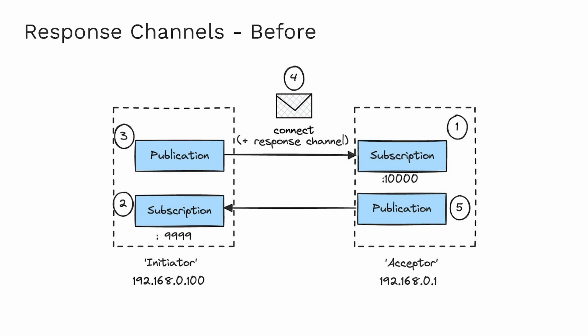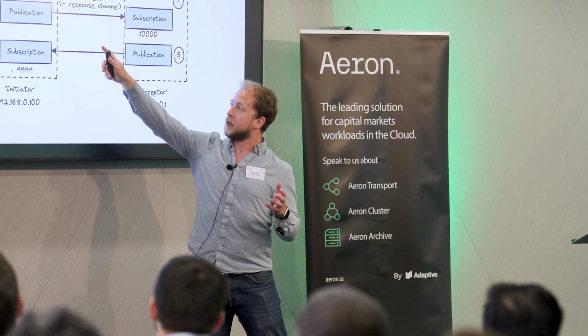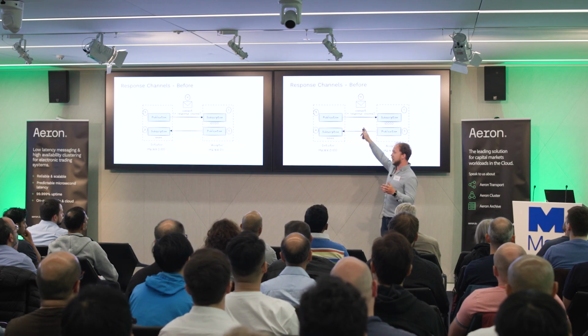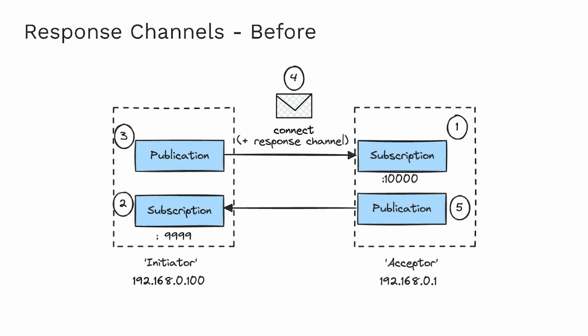The client comes along, wants to connect, and creates a subscription over there. In this instance, it's got to give it its address. It's got to know where it's listening, so that it can construct a publication and send a message to the cluster to say, I want to connect, and this is where I'm listening. That message gets sent in. The server then establishes a publication to get messages back, at which point you've got bidirectional communication. That's what happens, and it works fine.